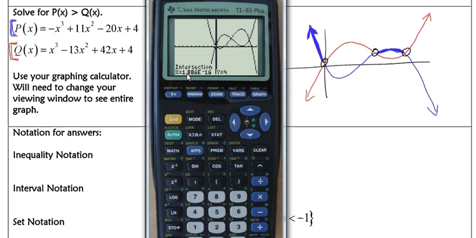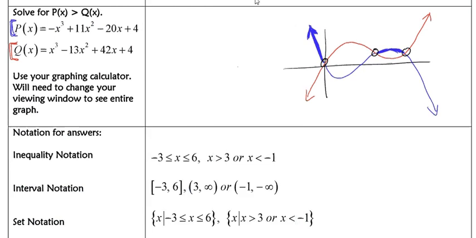Now this 1.886 e to the negative 16, that's really just trying to tell me it's at x equals 0. And so our first boundary is that x is less than 0. That's going to give us, wherever x is less than 0, our blue graph, the p of x graph, is greater than q of x. And it's going to continue on until we get to this boundary over here.